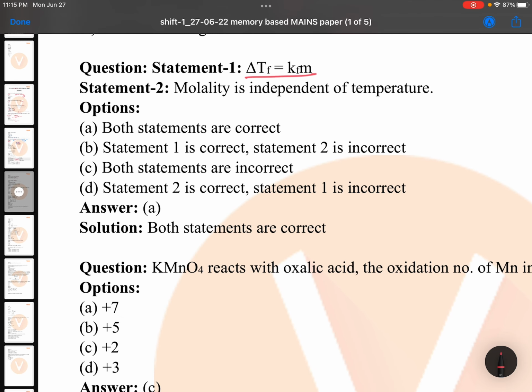Delta Tf is equal to Kf into m. Just now we were discussing this statement: molality is independent of temperature. This is a right statement. This is also a right statement. Both statements are correct, but there is no explanation.